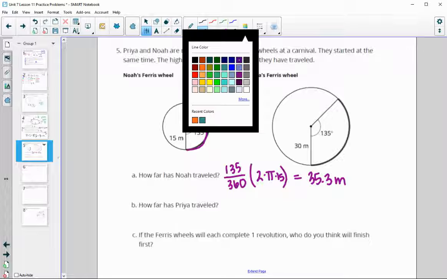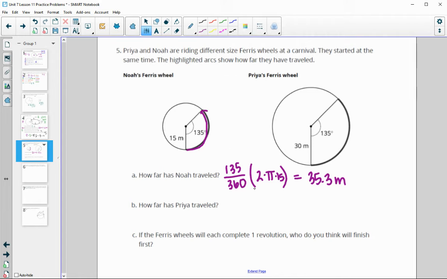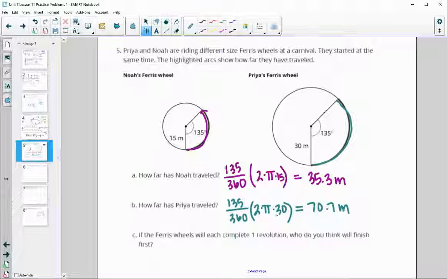And then Priya, so how far has Priya traveled? So we would do the same idea. So Priya's gone 135 degrees out of the total 360. And now we'll do the circumference of her Ferris wheel. And that is 2 times pi times the radius of her Ferris wheel is 30. So when we multiply this out in our calculator, we'll get about 70.7 meters.